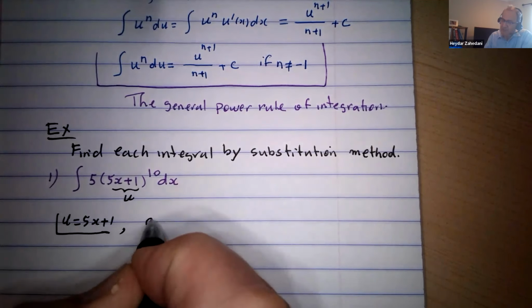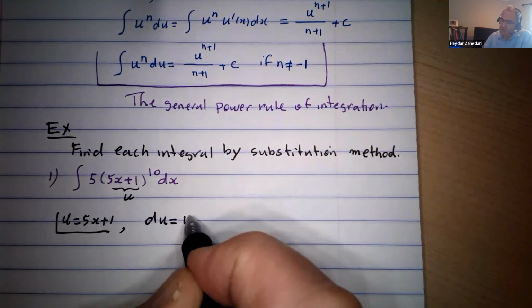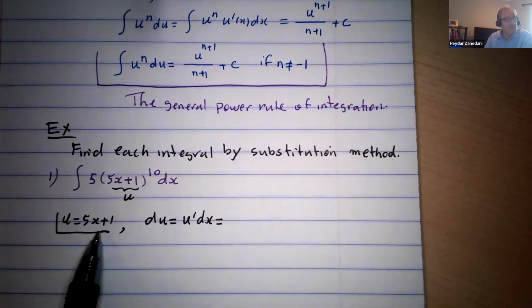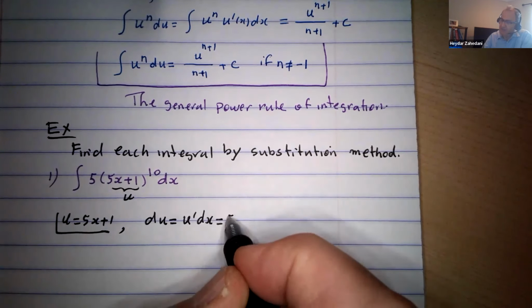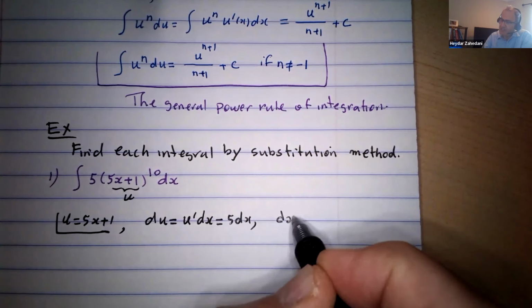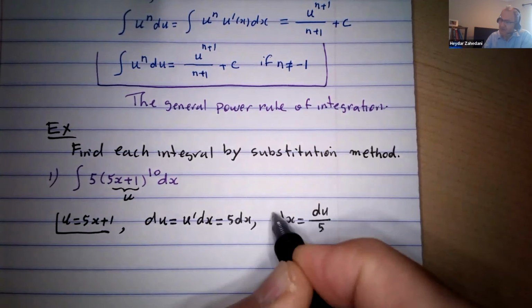Then you find du, the differential of u. You know that du is u prime dx. The derivative of 5x plus 1 is 5, so it's going to be 5 dx. Then you find dx, so dx would be du over 5.